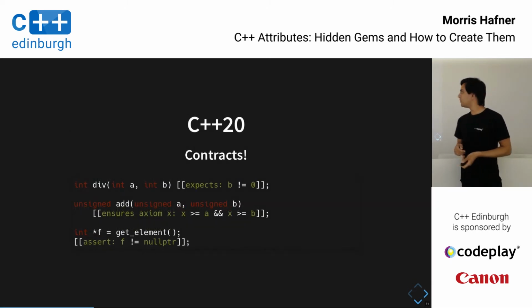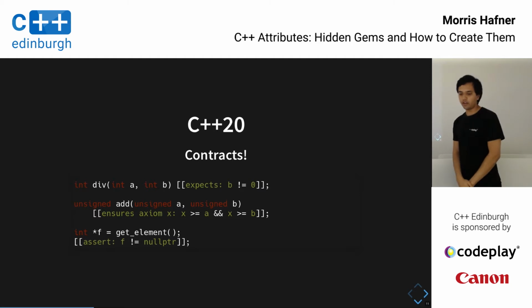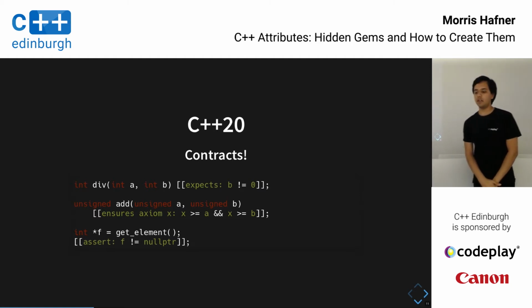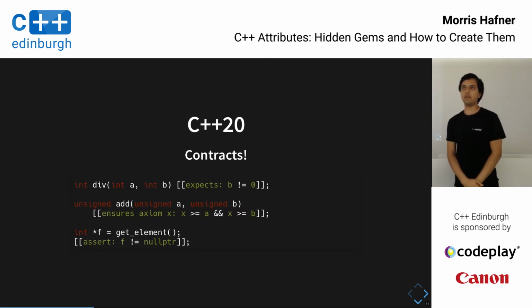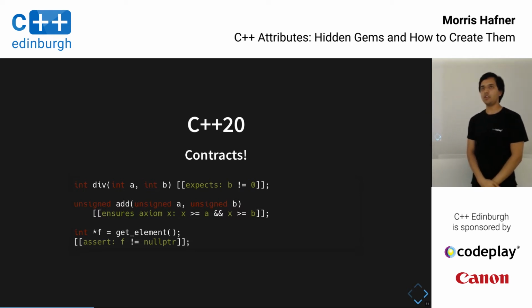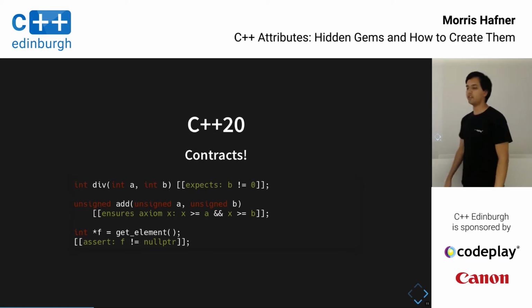And in 20, a big one, contracts. Because contracts are implemented on top of attributes. I think there are 3 different ones: expects, ensures, and assert. With expects, we can set up our preconditions. With ensures, we can set up our postconditions. And assert is just a better way of writing asserts.